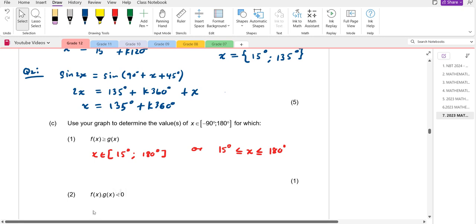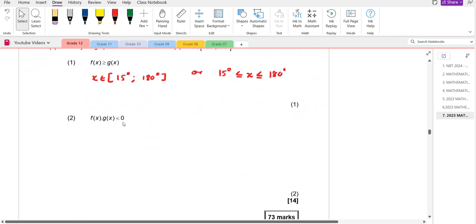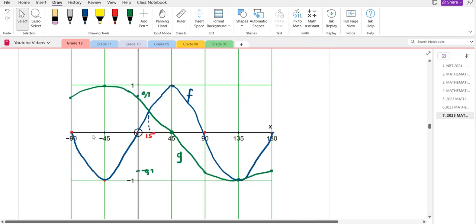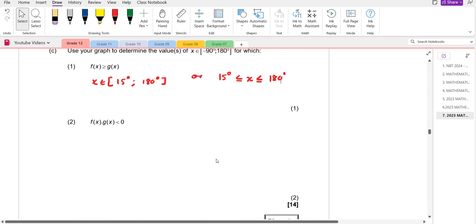Just one mark. Where's the product of the two functions less than 0? So we're looking for positive negative, whether one graph is above and one graph is below. So if we're looking at above and below, see the graph is above from minus 90 to 0. So from minus 90 to 0, the graph of g is above and the graph of f is below the x-axis. So from minus 90 to 0, not including 90, not including 0. So one answer is from minus 90 to 0.